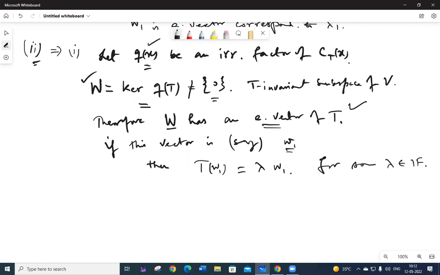All right. But this is a T invariant subspace. Therefore, there exists an induced operator T1 on W, which says that T of W1 is the same as T1 of W1, which is the same as lambda of W1.